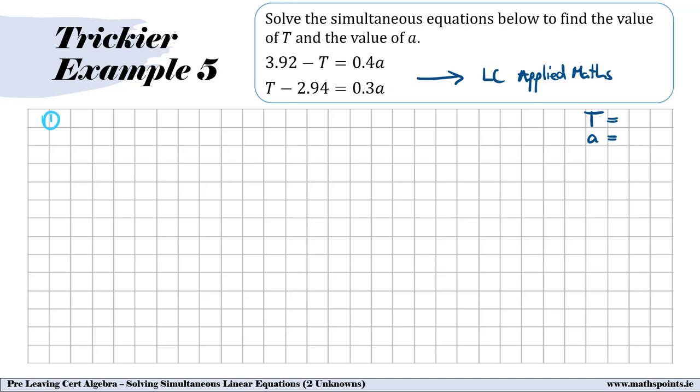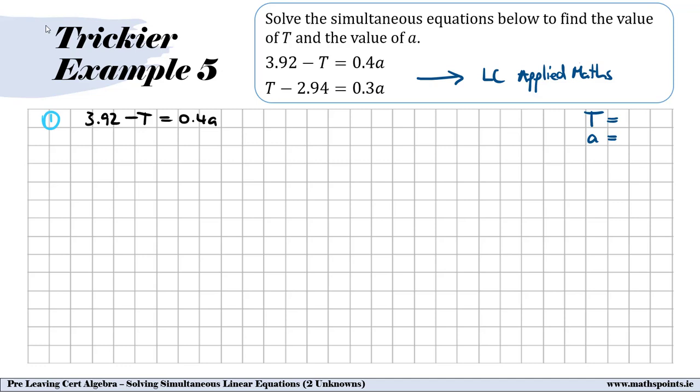So equation 1, we're told that 3.92 minus t equals 0.4a, and we can see that the variables here are in the wrong place, but having formed this equation, this would have been the way we would have formed the equation, and we're going to have to rearrange it or manipulate it so that the variables are on the left hand side and the numbers are on the right hand side.